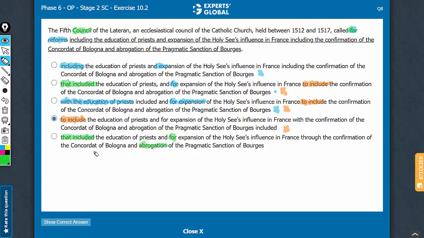It's all about the grammatical construction and the intended meaning here. A difficult question that you can learn a lot from. E is the correct answer choice.